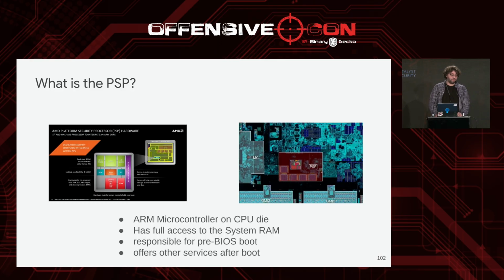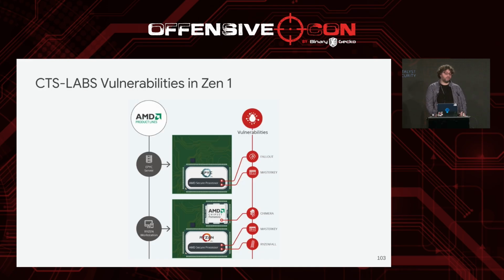So what's the PSP? The PSP is an ARM microcontroller that's embedded on modern AMD CPUs. It has full access to the system RAM and other resources of the system. It's responsible for booting the CPU before even the BIOS is activated. After boot, the PSP offers a couple of additional services to the x86 core. In 2018, a company called CTS Labs found a couple of vulnerabilities in AMD Zen 1 PSPs. One of them is called master key. It's very interesting to us because it allows code execution on the PSP. It's a signature validation vulnerability.